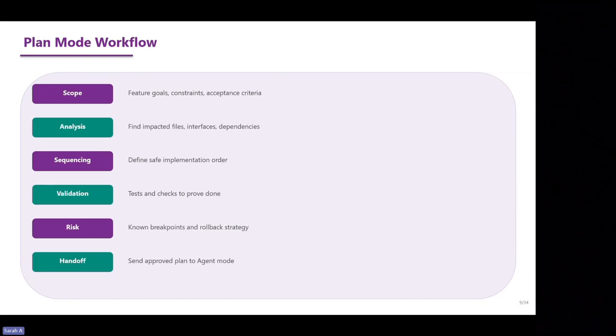So what exactly are we changing in this application right now? And what are we not changing, right? So if your scope is fuzzy, everything downstream becomes unstable.